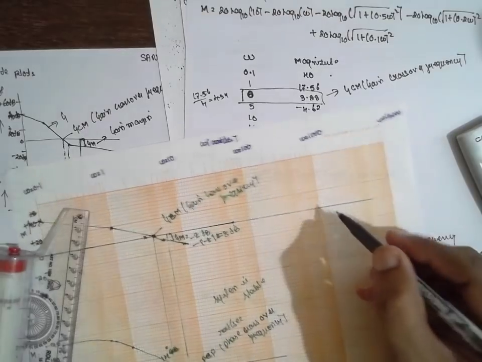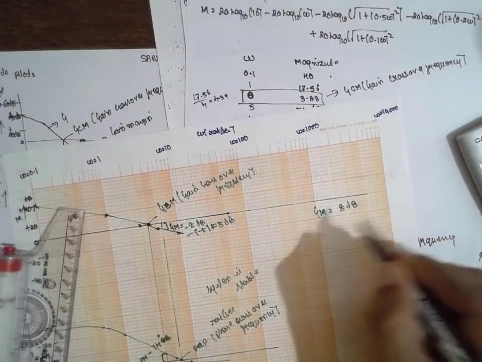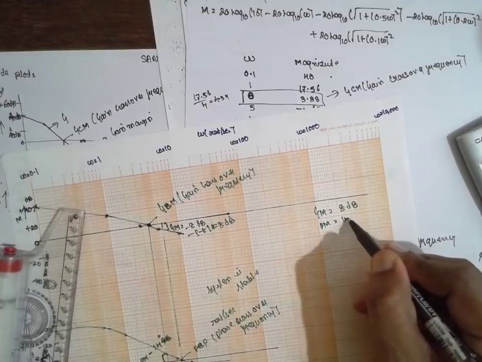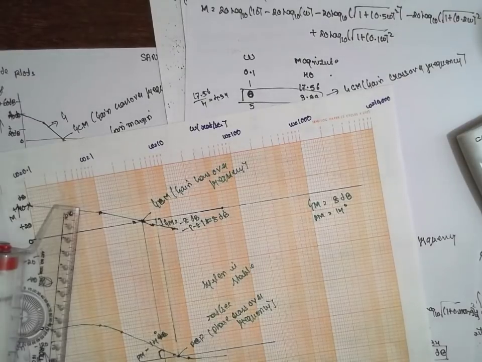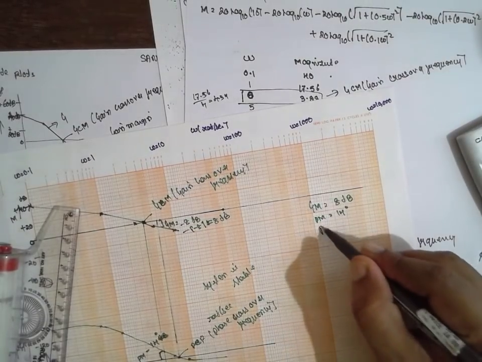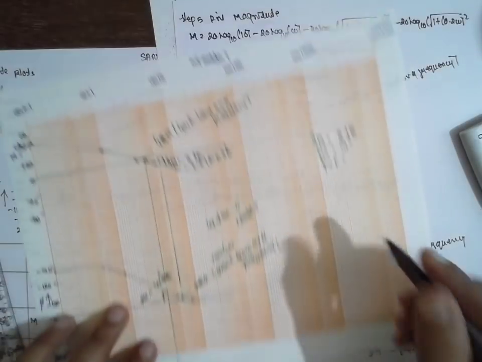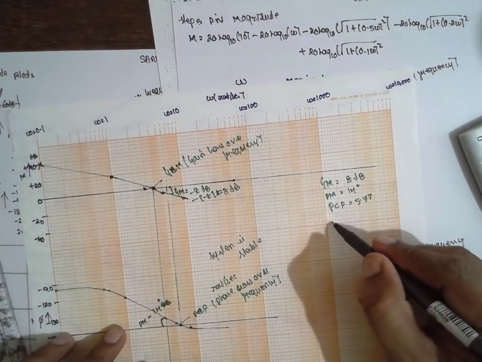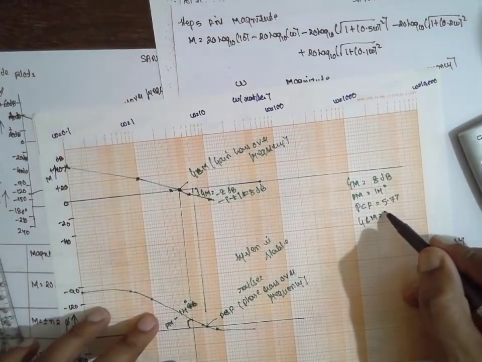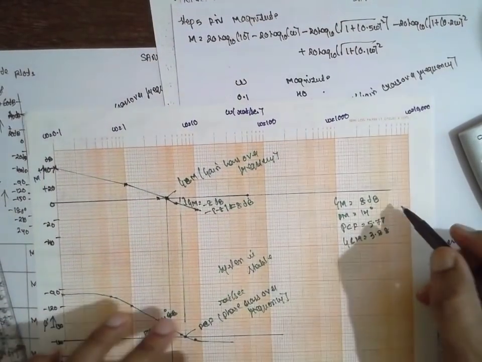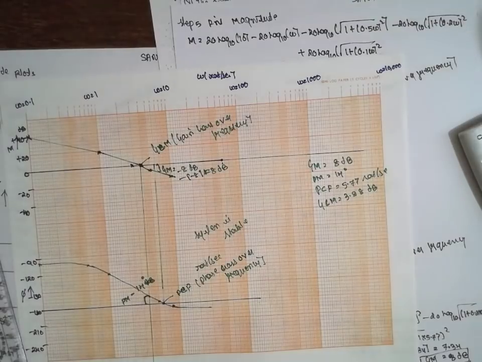Now, write the GM value. GM is nothing but 8 dB. PM is nothing but 14 degree. Next, PCF is nothing but, what is the value? PCF. What value did we get? 5.77. Next is GCM. GCM value we got is 3.88. This is radian per second, this is dB. The system is stable. In this way, you have to solve the problems.